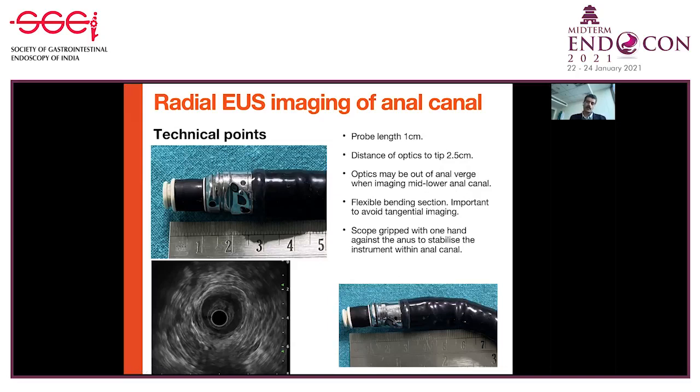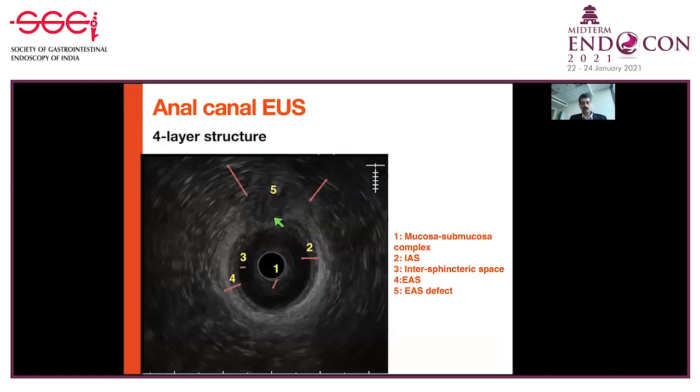So how do you image? You hold the scope gripped with one hand against the anus. So your grip is right against the anal verge to stabilize the instrument within the anal canal so that the patient doesn't push it out and you remain in a stable position. This is what I had described.